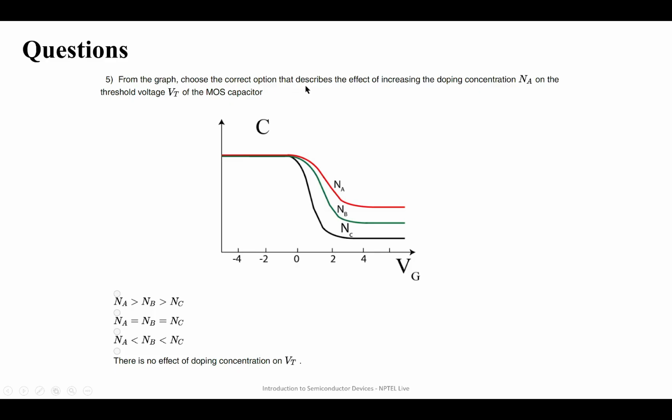From the graph, choose the correct option that describes the effect of increasing the doping concentration Na on the threshold voltage Vt of the MOS capacitor. Option A, Na is greater than Nb is greater than Nc. Option B, Na equals Nb equals Nc. Option C, Na is less than Nb is less than Nc. And option D, there is no effect of doping concentration on Vt.